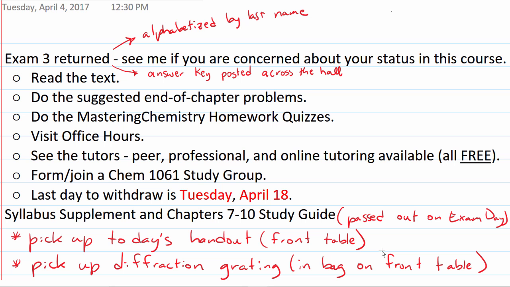And then as a final reminder here, the last day to withdraw is 2 weeks from today, which is Tuesday the 18th. If you do feel like you're in a position where you're concerned about your status in this course, I don't discuss it on D2L, I don't discuss it in the class here. Come to my office and I will talk it over with you. Any questions that you have?